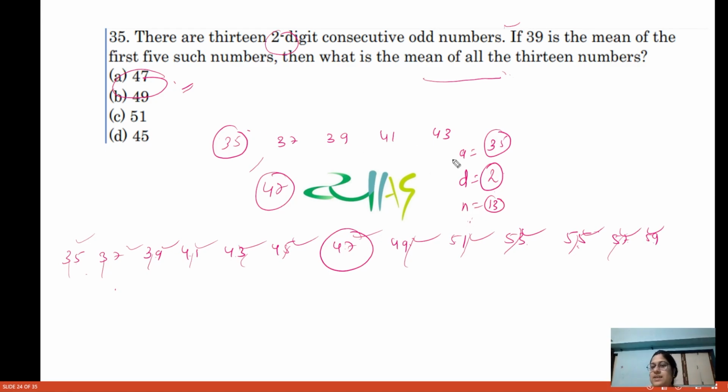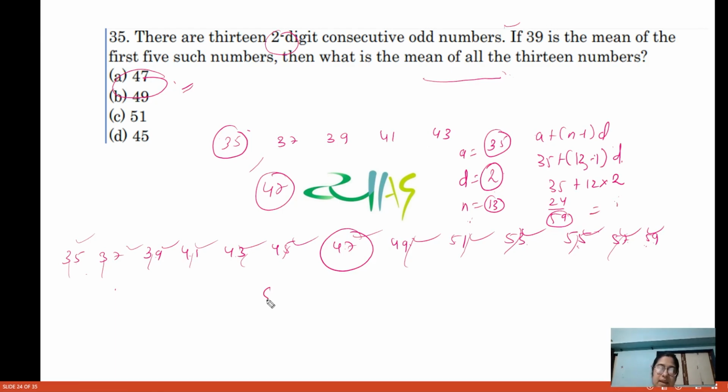ओके, सो ऑब्वियसली यू नो व्हाट द nth टर्म इज. 13th टर्म क्या होगा? a प्लस n माइनस 1 d. Okay, so this is 35 plus 13 minus 1 into d. So this is what? 12 into this d is 2. So this is 24. So you have last number as 59. Okay, last number as 59.